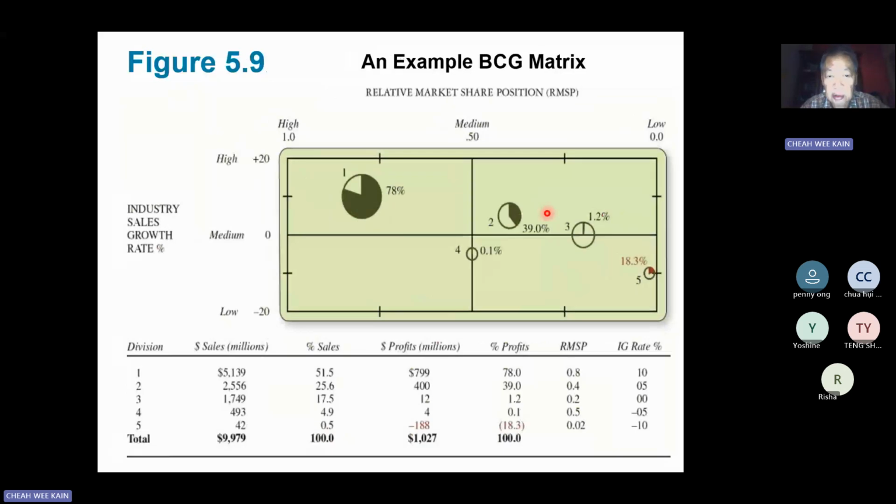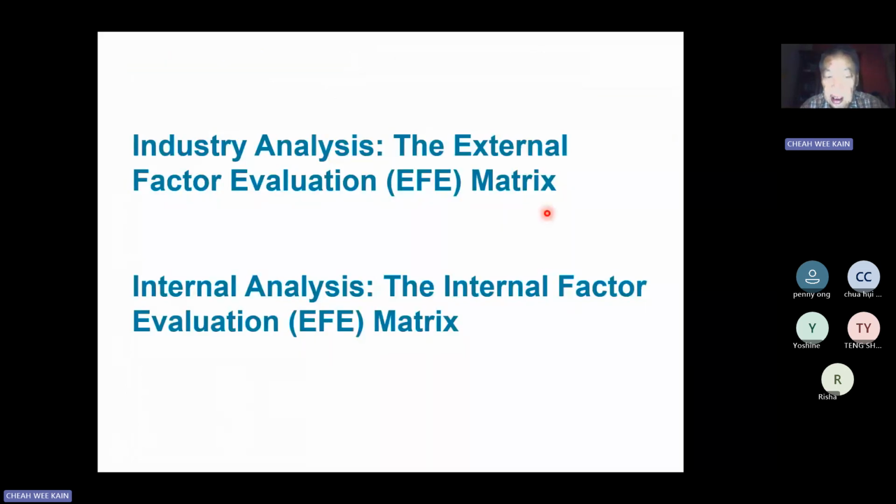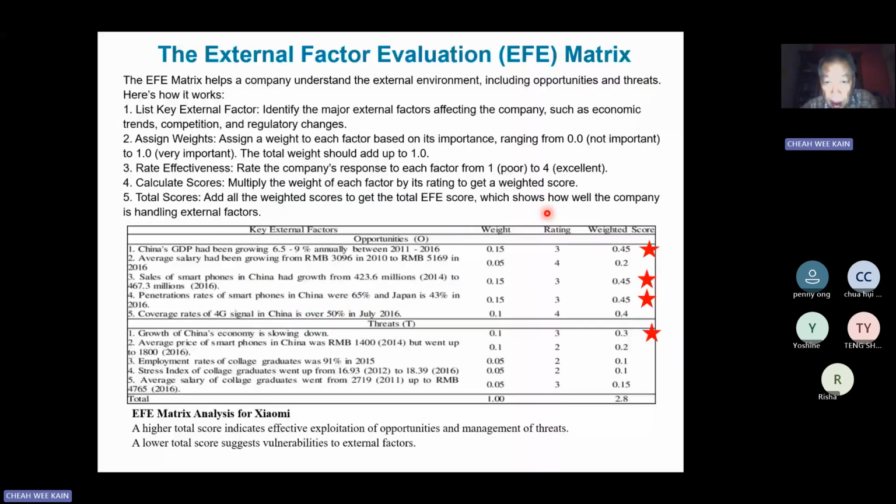Okay? So that's why I say you must use the internal and external factor evaluation. So we do again. Now if we have the external environment, for example, you got external factors like, let's look at Xiaomi. I think you all know Xiaomi, the handphone. So this is a rating, and these are some of the opportunities. And these are some of the threats. So can you see? Total 2.8. You will see this area got a very high opportunity, right? What is that? China GDP growth has grown 6.5 to 9%. So this is a good opportunity.